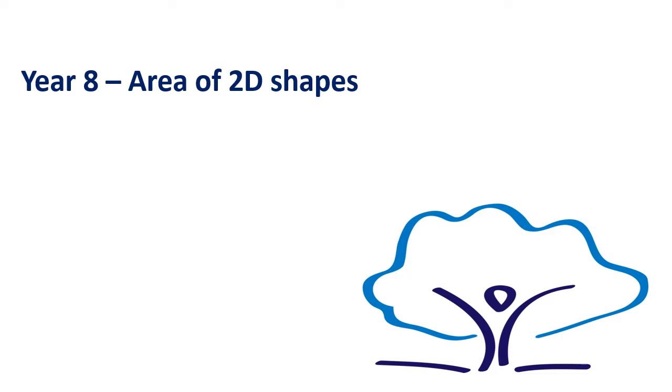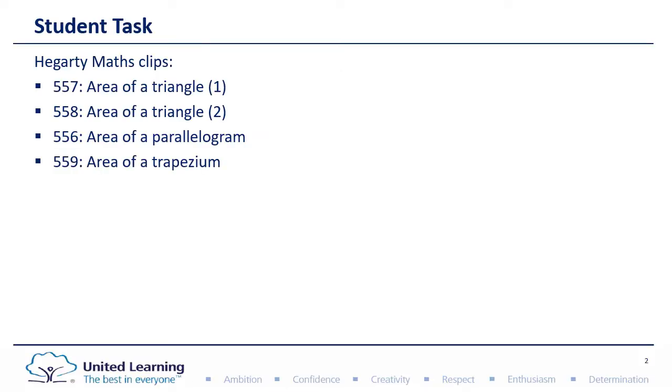Okay, let's get started. These are the Heggerty Maths clips you did in your last lesson on Wednesday. If you didn't manage to finish, it might be a good idea to do those first before you come back to this lesson. You should now be confident with finding the area of simple 2D shapes like rectangles, triangles, and trapeziums, and some slightly trickier compound shapes as well.